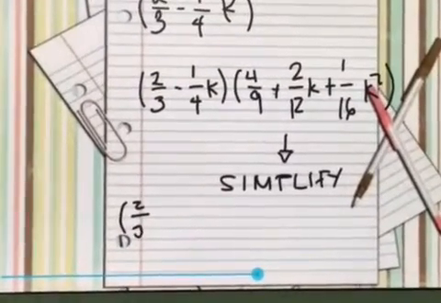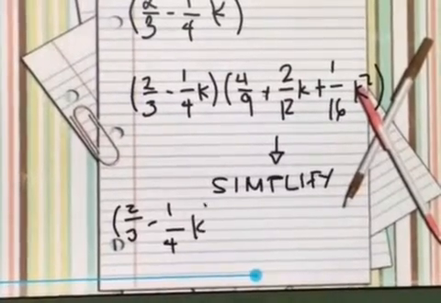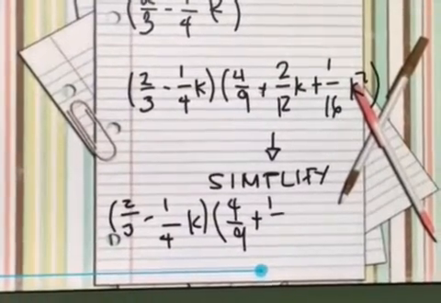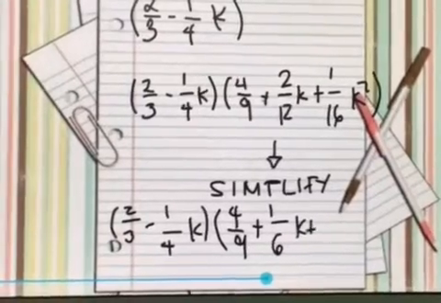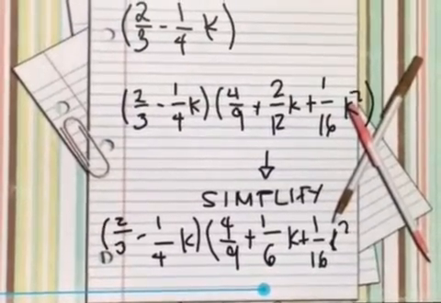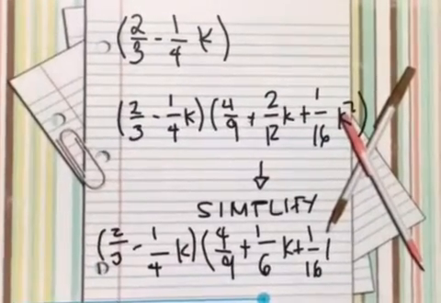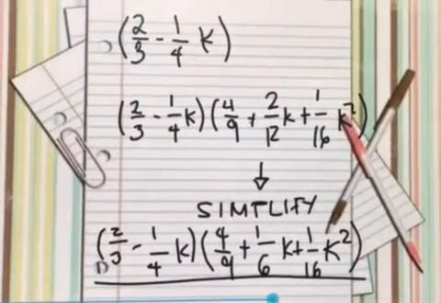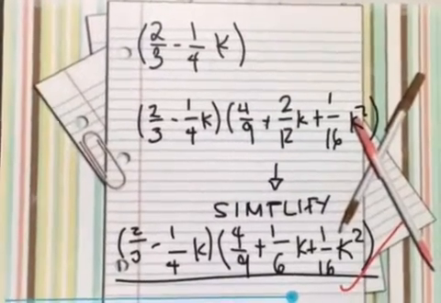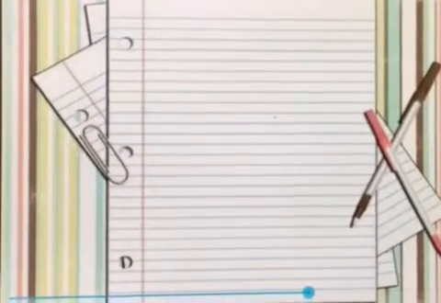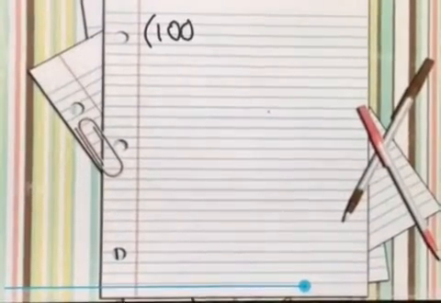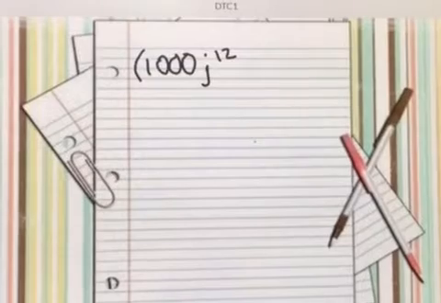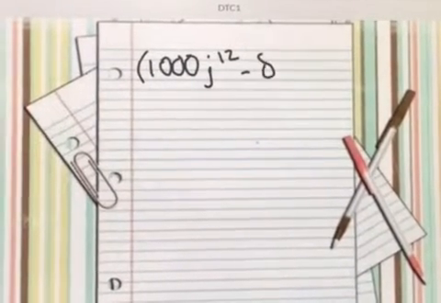So let's simplify it. You are then left with the final answer of quantity 2 over 3 minus 1 over 4k and quantity 4 over 9 plus 1 over 6k plus 1 over 16k raised to the second power. This is now your final answer for our first question using DTC. Now, for our second question, we write it as 1000j raised to the 12th power minus 8.64.